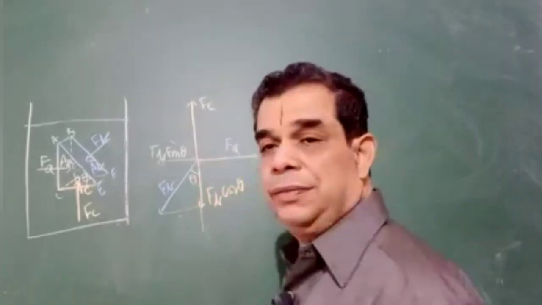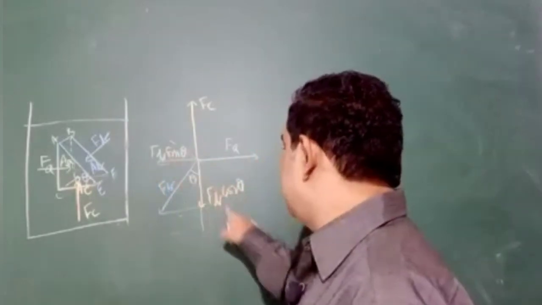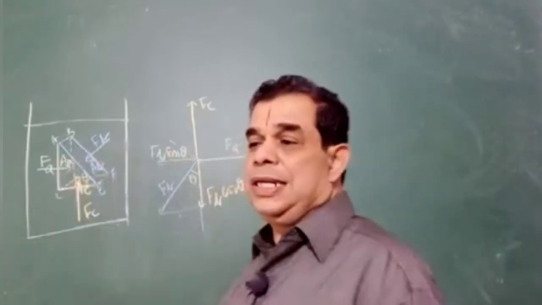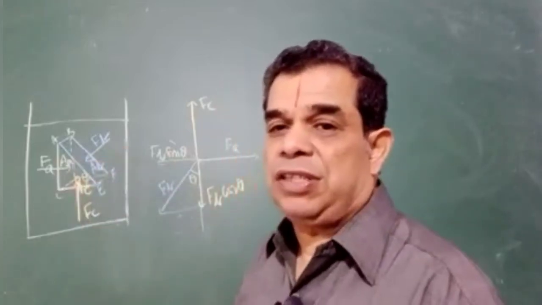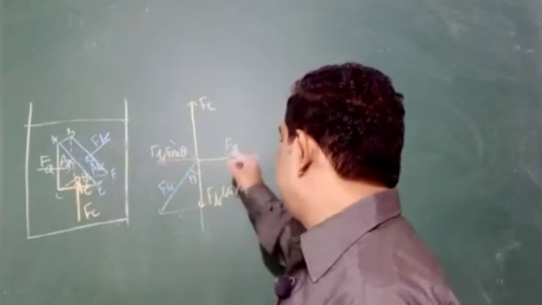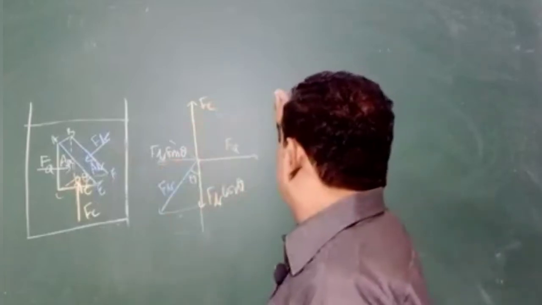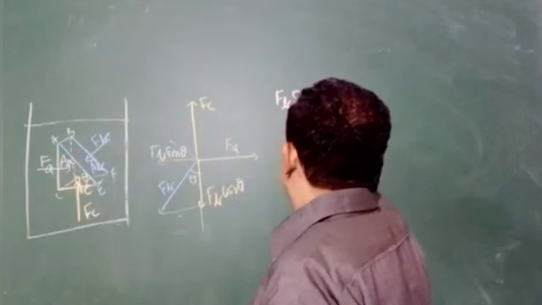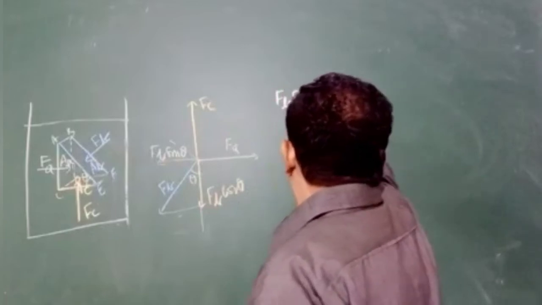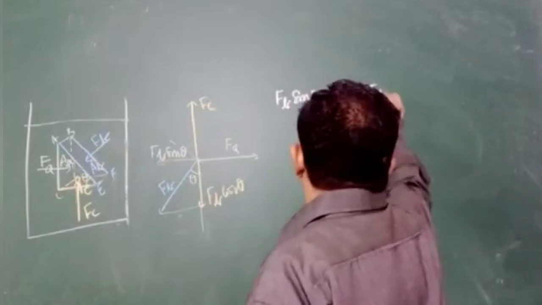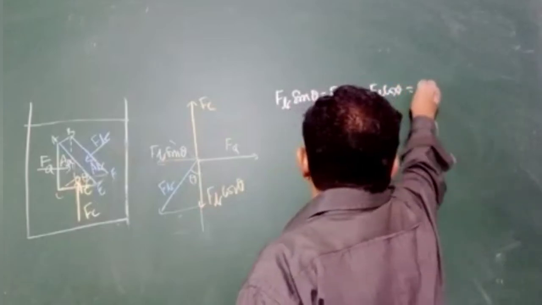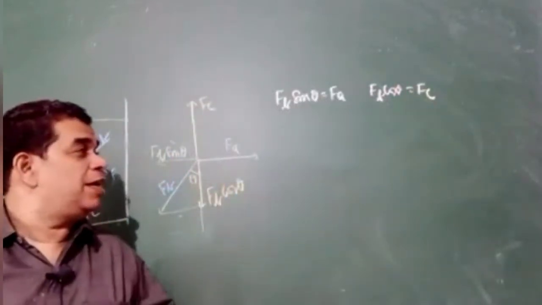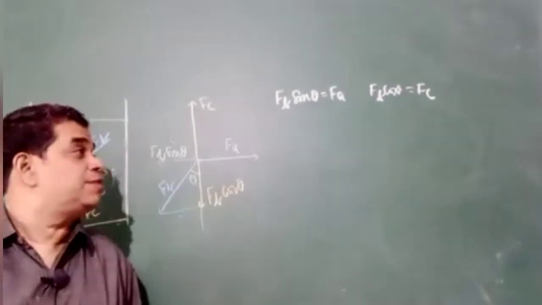FB cos theta, FB sin theta, FB cos theta. So as this portion is at rest, what is the equation of equilibrium? This should be equal to this, this should be equal to this. Therefore, I write FB sin theta equals FA and FB cos theta equals FC.